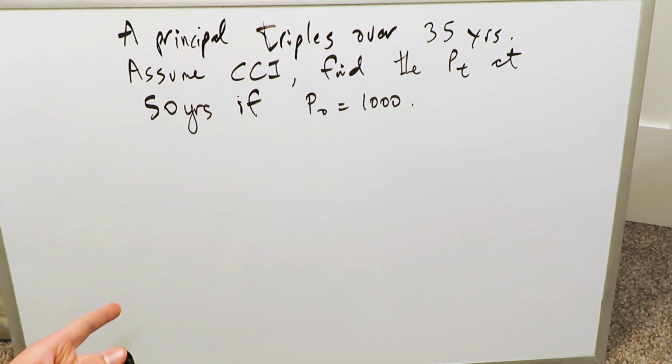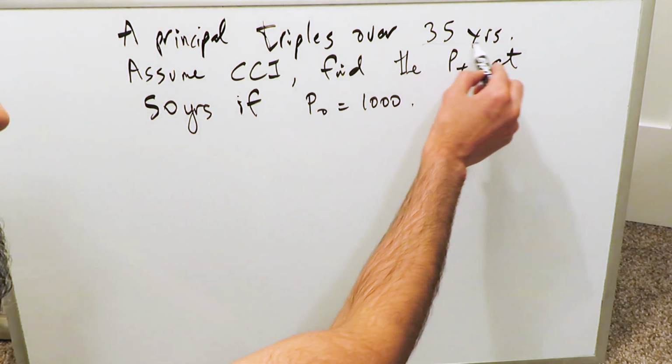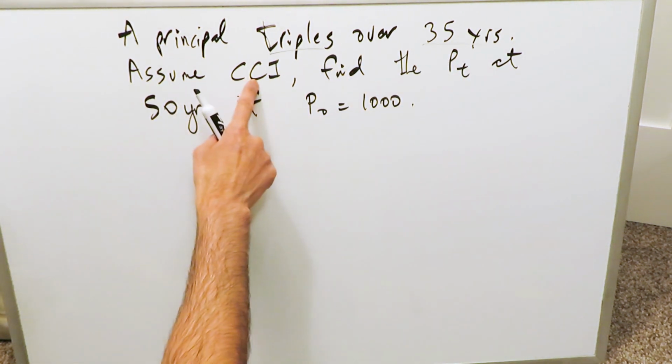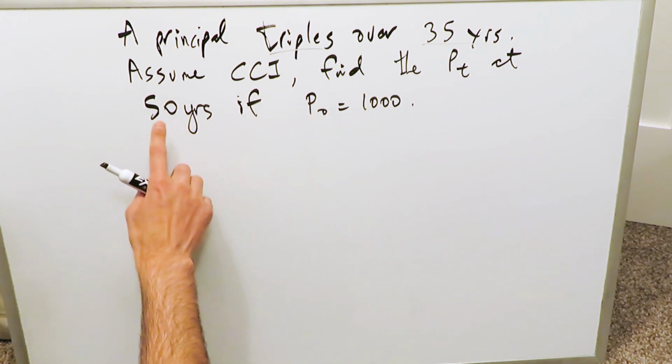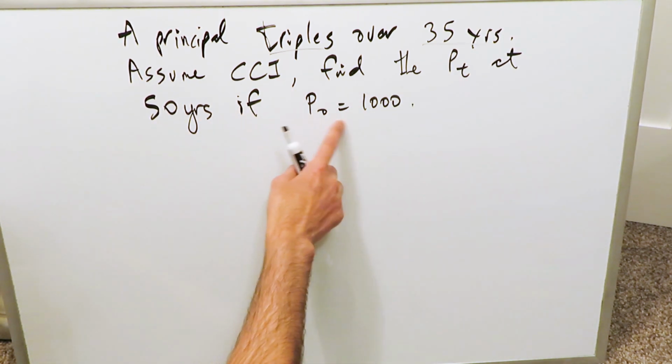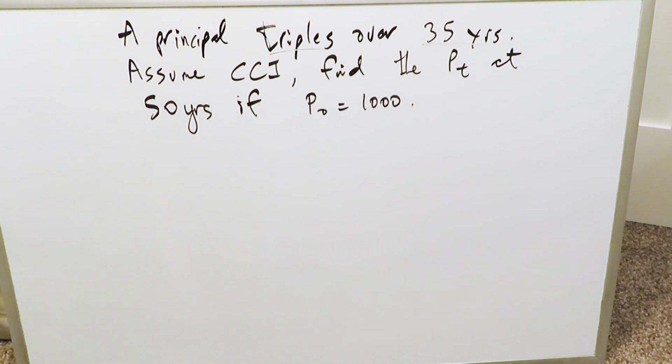We have to answer this question over here. It has two parts. It's a continuous compound interest question. A principal triples over 35 years. We're seeing that it's tripling over 35 years. Assume continuous compound interest. Find the principal at time t at 50 years if the initial amount invested is 1,000. So that's what we have. How can you go about doing it?